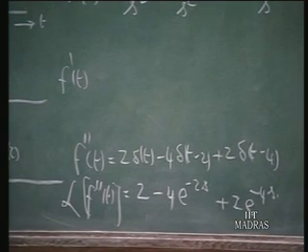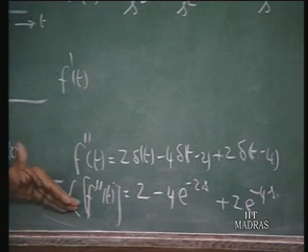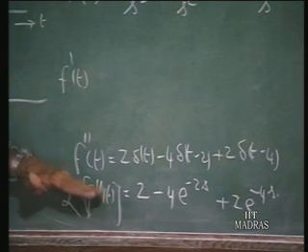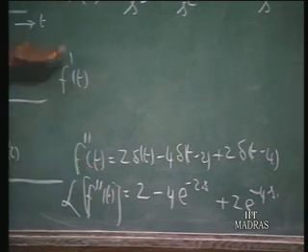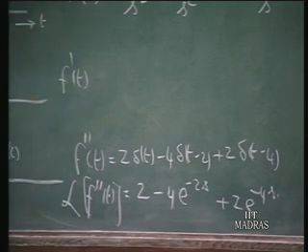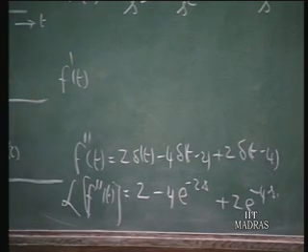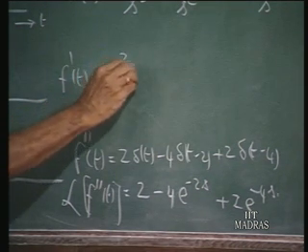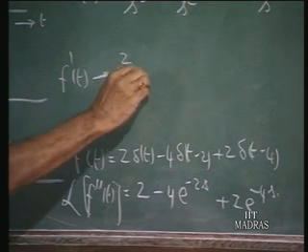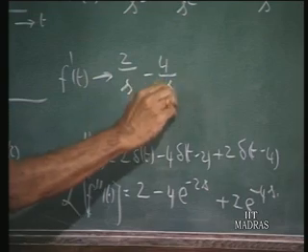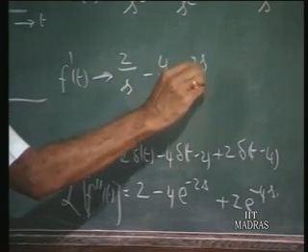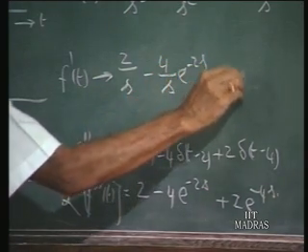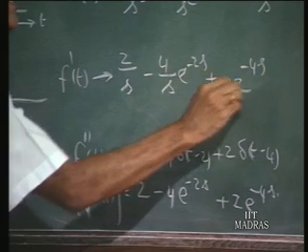To find the Laplace transform of the first derivative, this is obtained by integrating this. So, if you know the Laplace transform of this function, the integral will have the same Laplace transform divided by s. Therefore, this will have the Laplace transform 2 upon s minus 4 upon s e to the power of minus 2s plus 2 times e to the power of minus 4s over s.